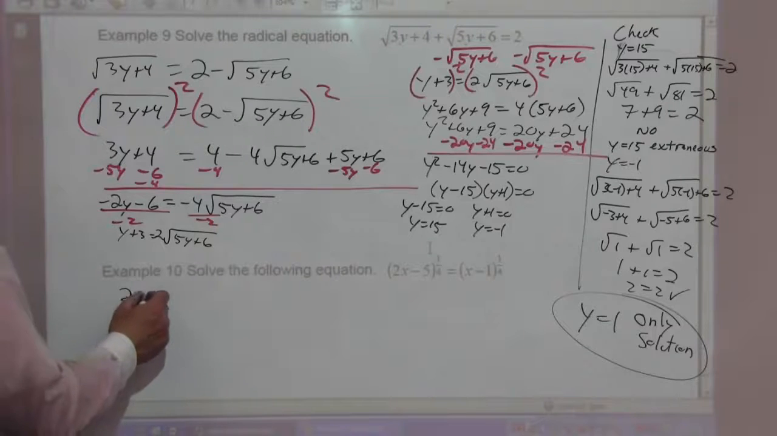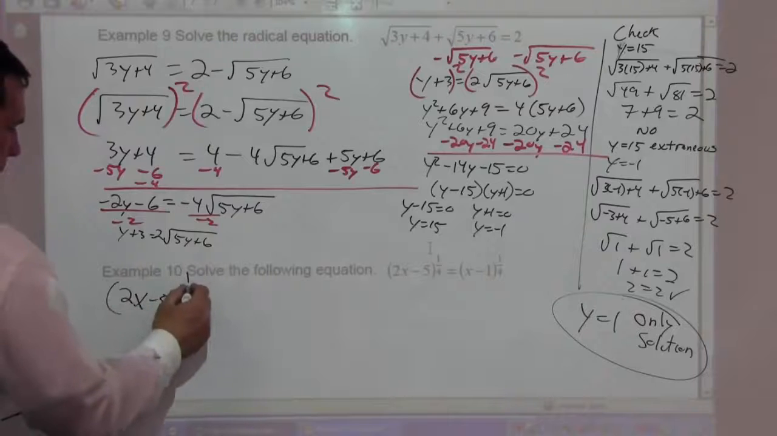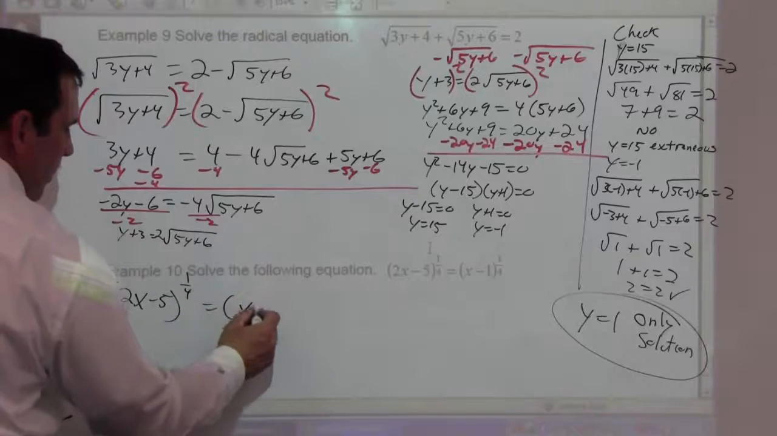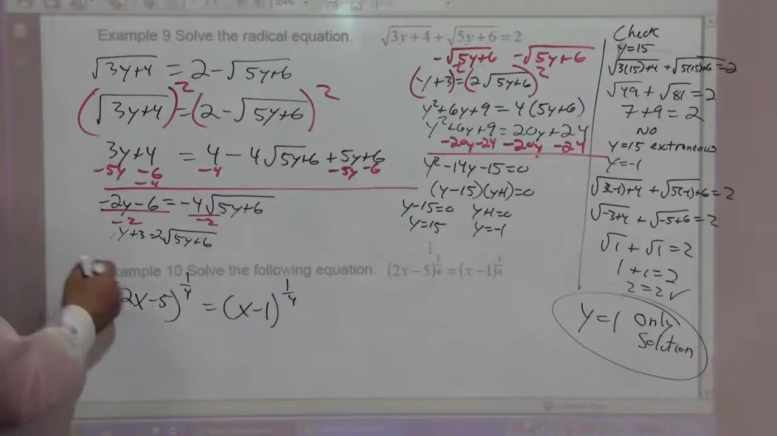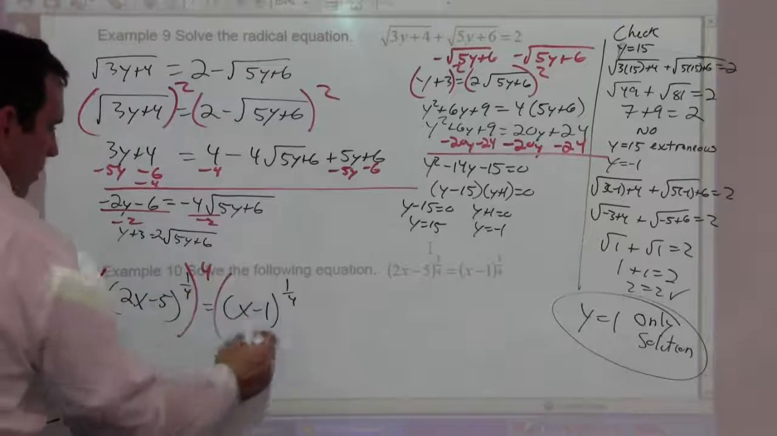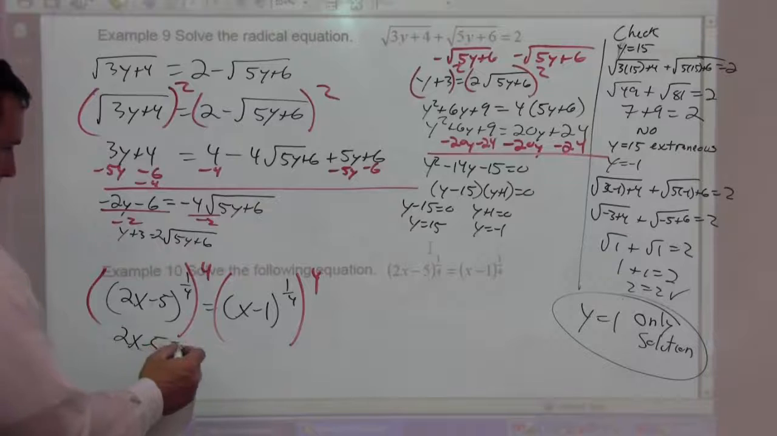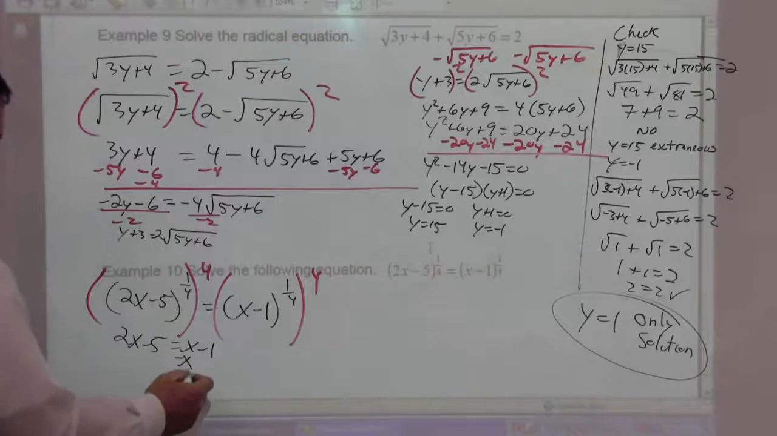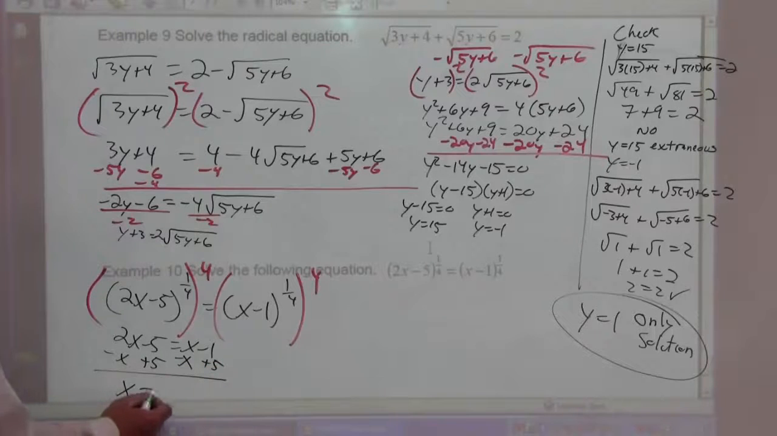We have 2x minus 5 to the 1/4 power equals x minus 1 to the 1/4 power. They're both to the 1/4 power, so what if we raise them both to the 4th power? Or we could just equate the stuff inside. We would have 2x minus 5 equals x minus 1. X equals 4, excuse me, I was going to say 6, but it's 4.